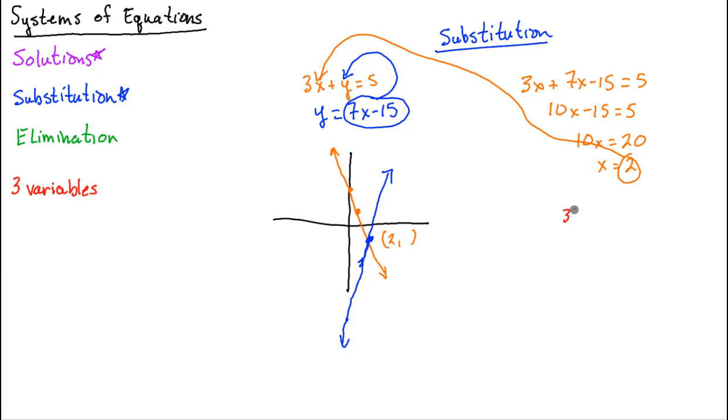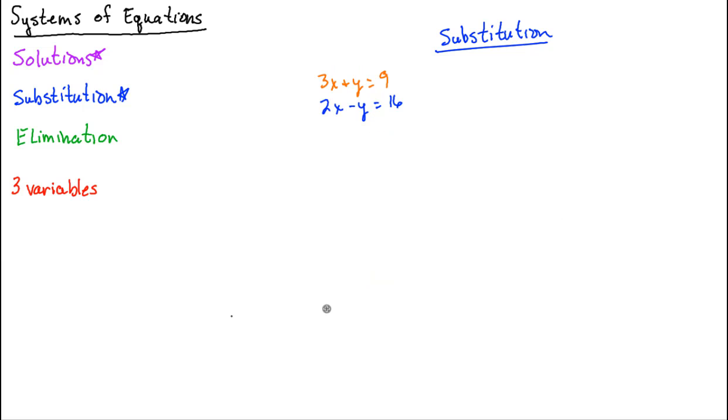3 times 2 plus y equals 5. That's a 6. Subtract 6 from both sides, and we get y equals negative 1. So the other part of our point is negative 1. Let's double check. (2, negative 1), does it work in both of these lines? 3 times 2 minus 1 is 5. Indeed. Y equals 7 times 2 is 14 minus 15. That's a negative 1. Yep, negative 1 equals 14 minus 15. It works.